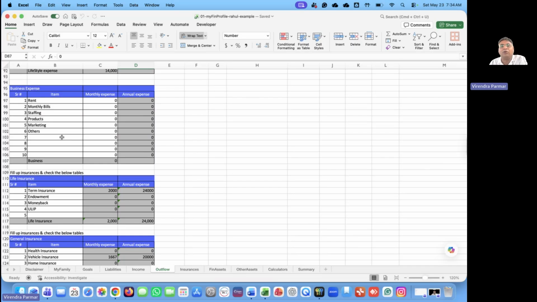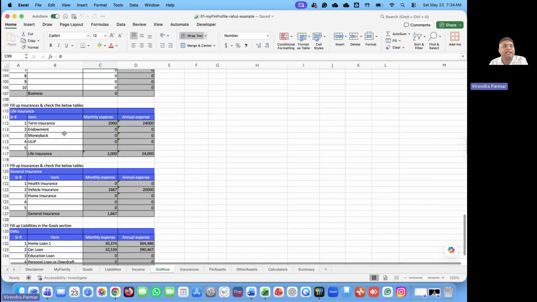In case of Rahul, although Pooja does business, he has not put any expense over here because he has kept only profit over there. The other way to do it is he can put the revenue over there in incoming and expense over here, which will work out the same thing. But Rahul has kept it simple.